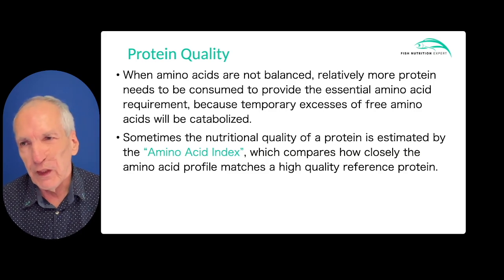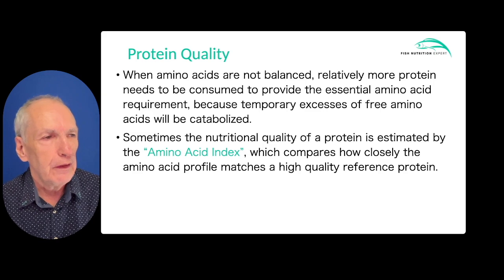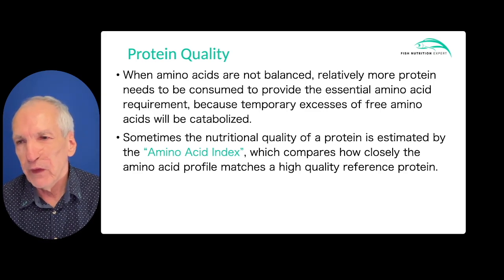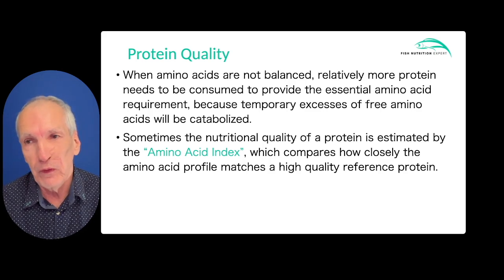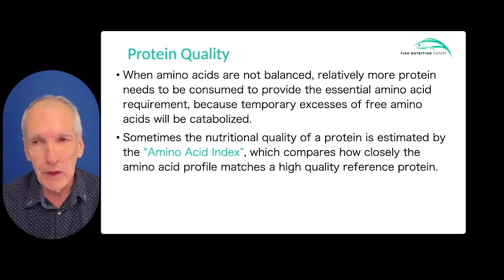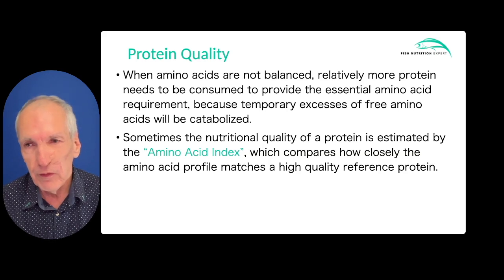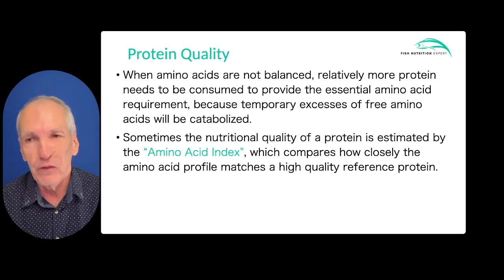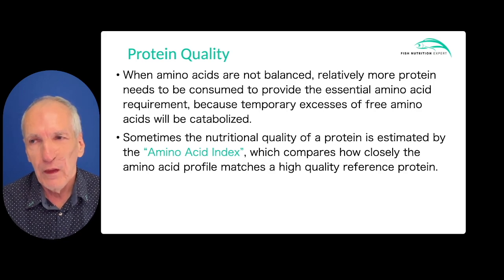Now, sometimes the nutritional quality of a protein is estimated by the amino acid index. This compares how closely the amino acid profile matches a high quality reference protein. So what would be a high quality reference protein? Someone might use egg protein. Someone might use freeze-dried cod protein or muscle protein of some fish species or another.